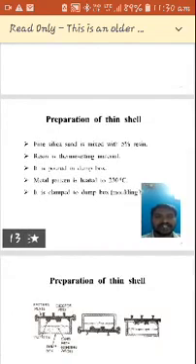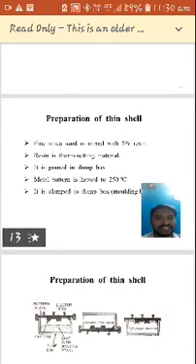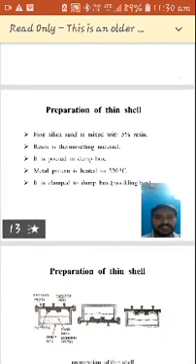A fine silica sand is mixed with 5% resin. The resin is a thermosetting material. So here we use the resin, a thermosetting material, and it is poured in the dump box.